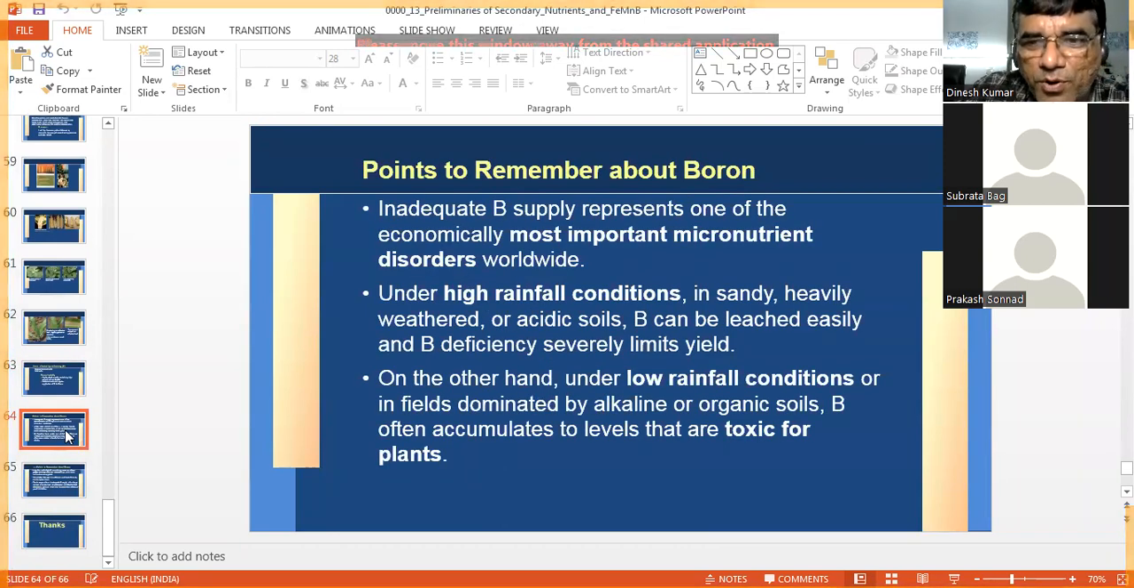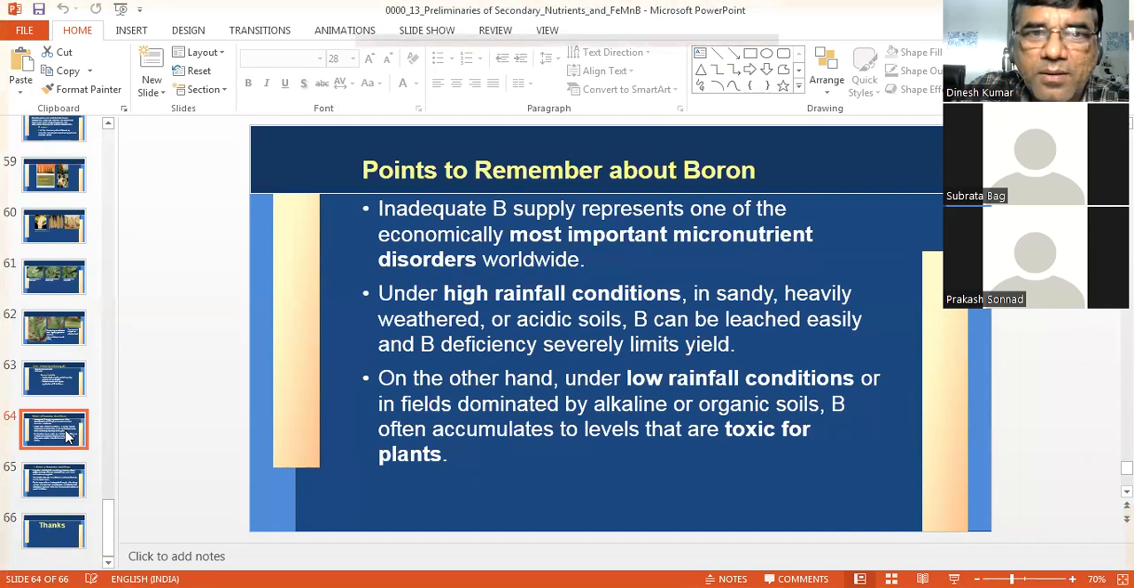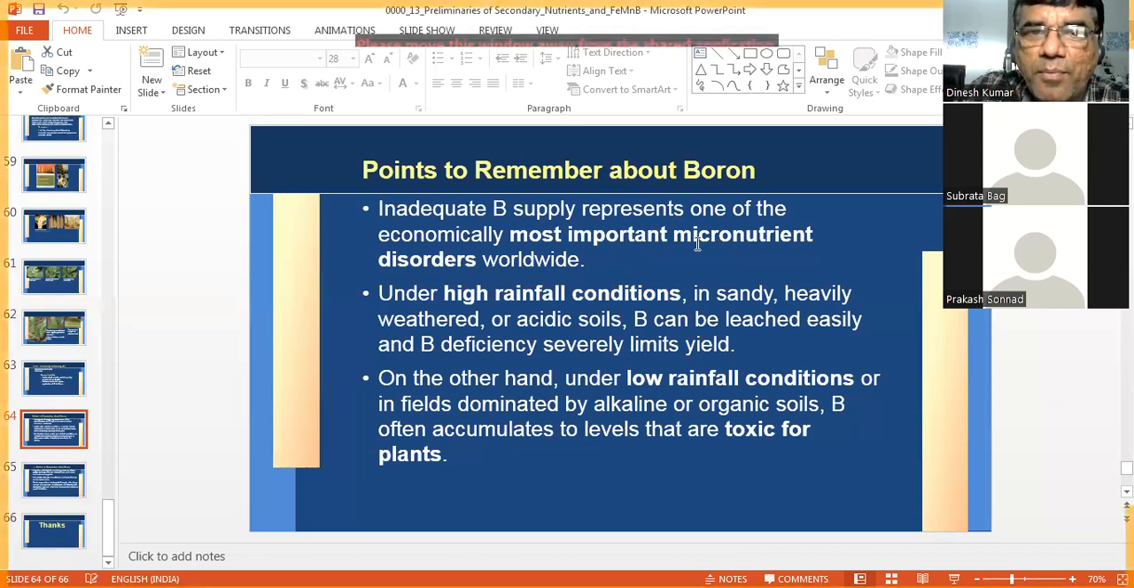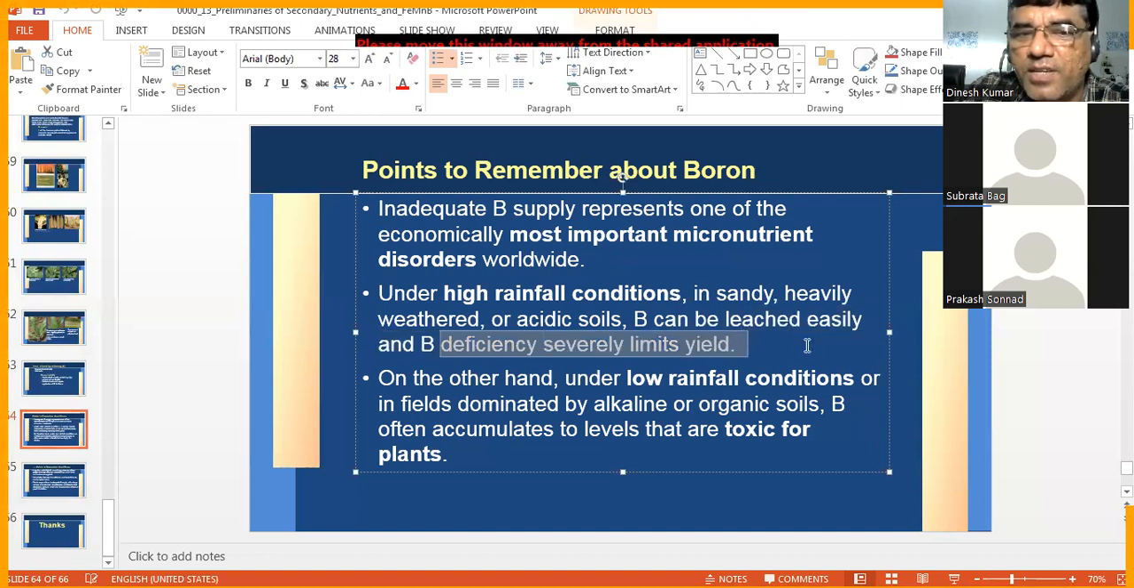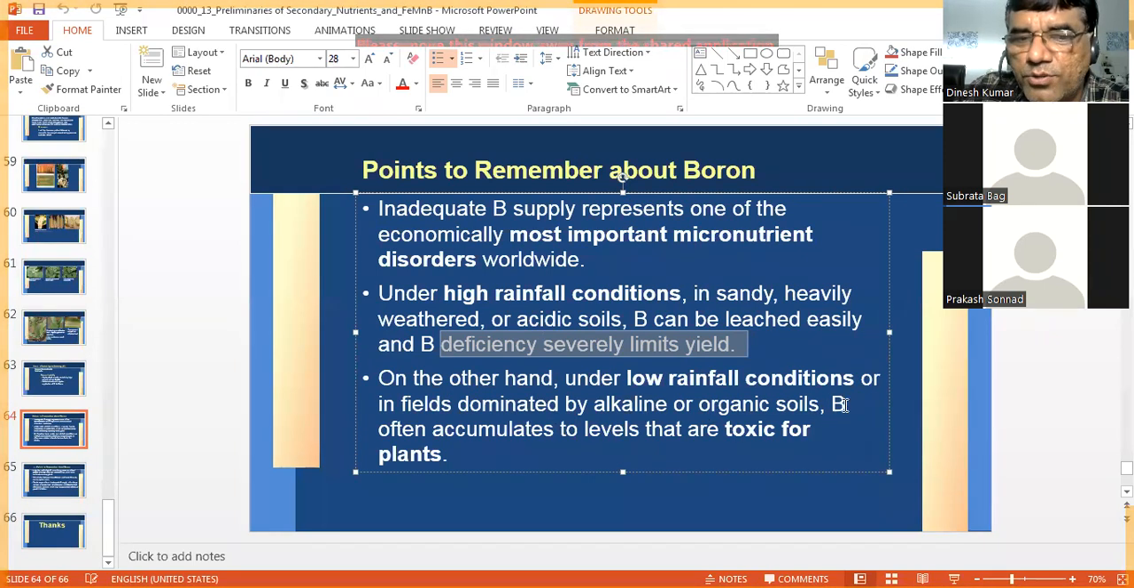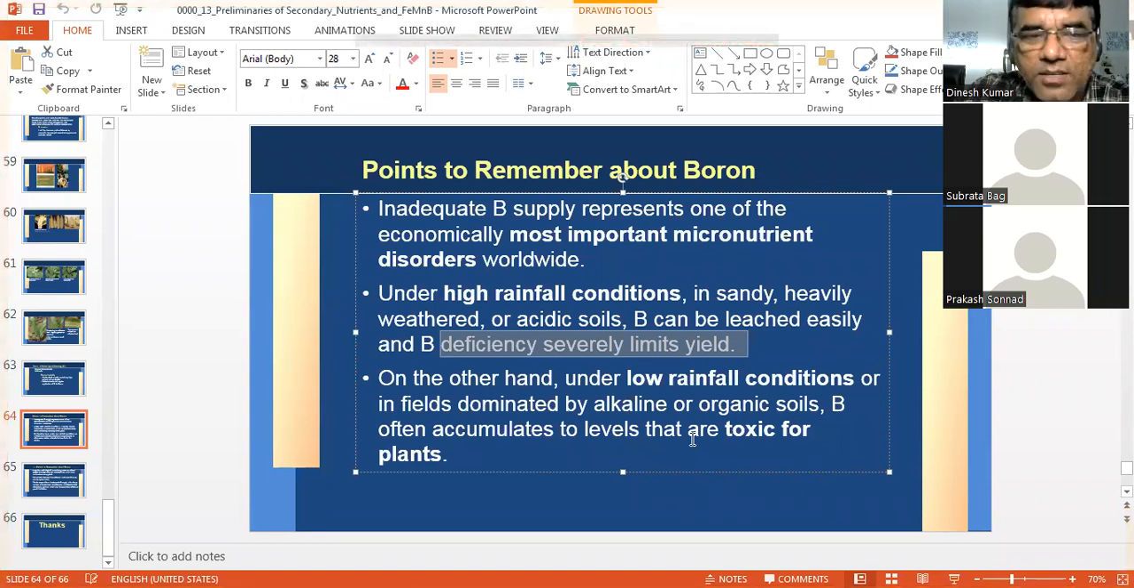Points to remember about boron. These are just the last 2 slides, where you can see inadequate boron supply represents one of the economically most important micronutrient disorders worldwide. Under high rainfall conditions, sandy soils, heavily weathered or acidic soil, boron can be leached easily and boron deficiency severely limits yield. On the other hand, under low rainfall conditions or in fields dominated by alkaline or organic soils, boron often accumulates to levels that are toxic. So toxicity can also be there.